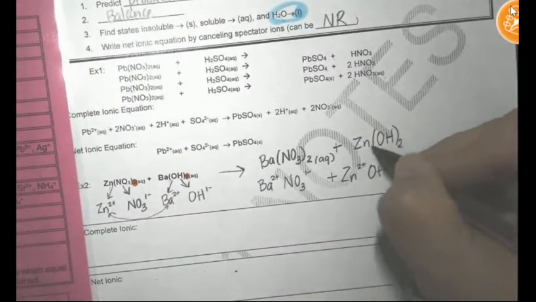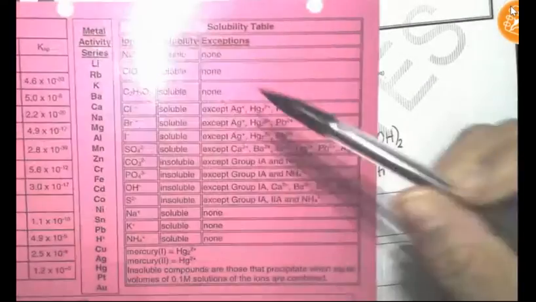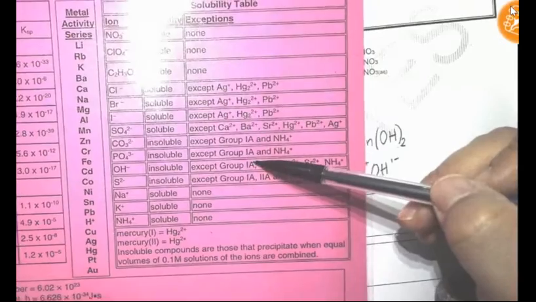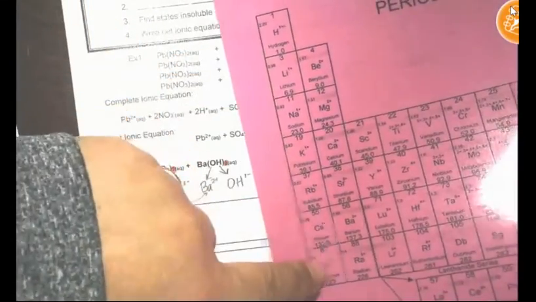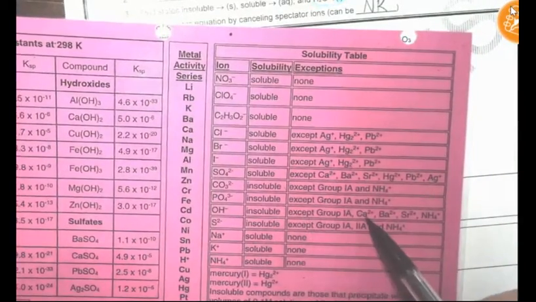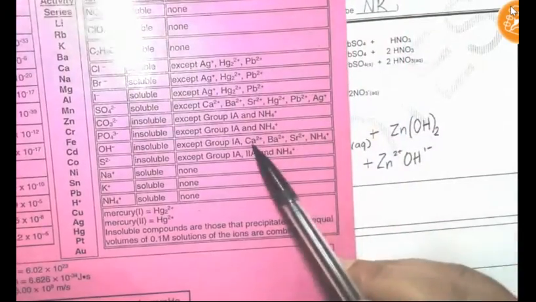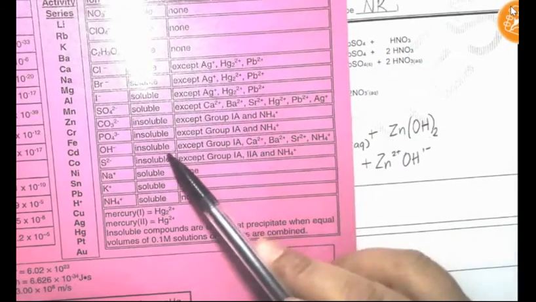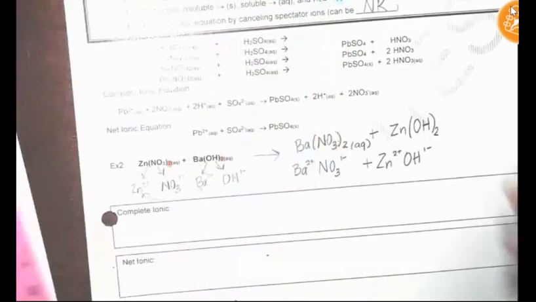Now I do the same thing for zinc hydroxide. So I look for hydroxide: insoluble except group 1A. Group 1A would be all of these. Zinc is not there. Ca2+, zinc is not Ca2+, it's not Ba, it's not Sr2+, it's not NH4+. So it's insoluble. So this is my solid.